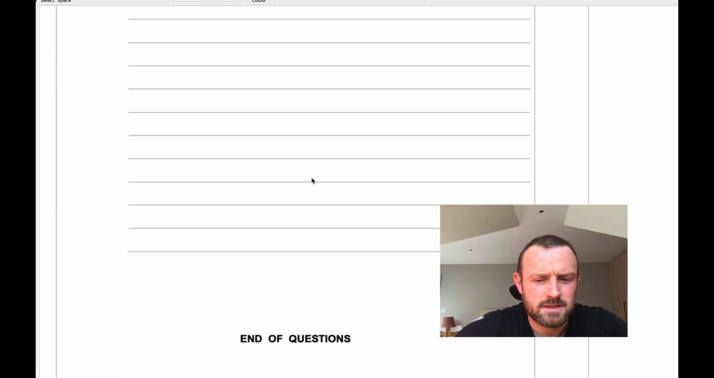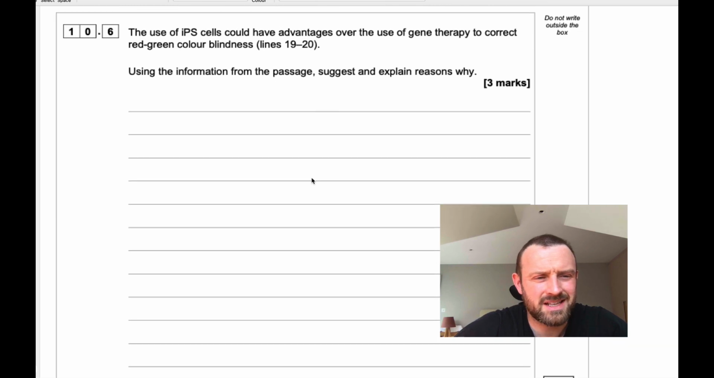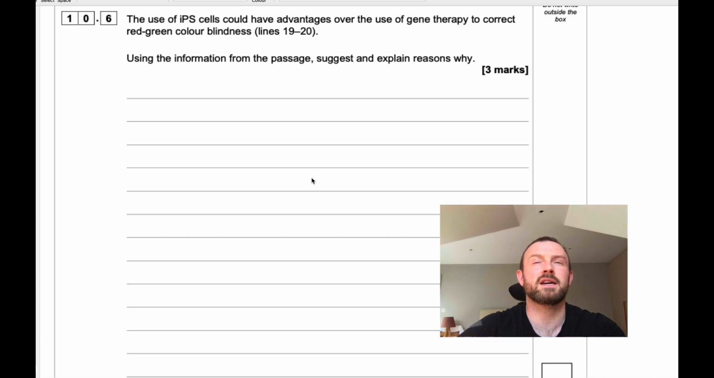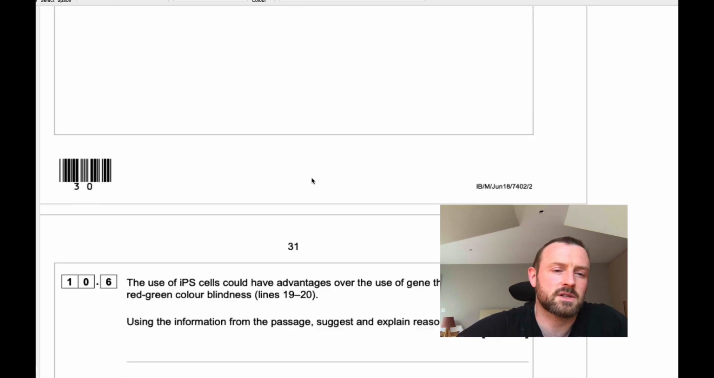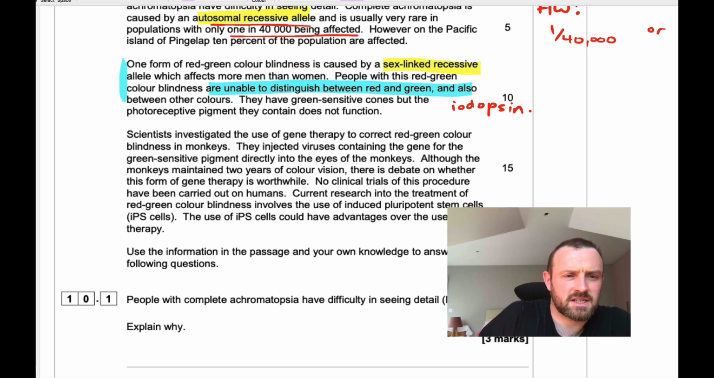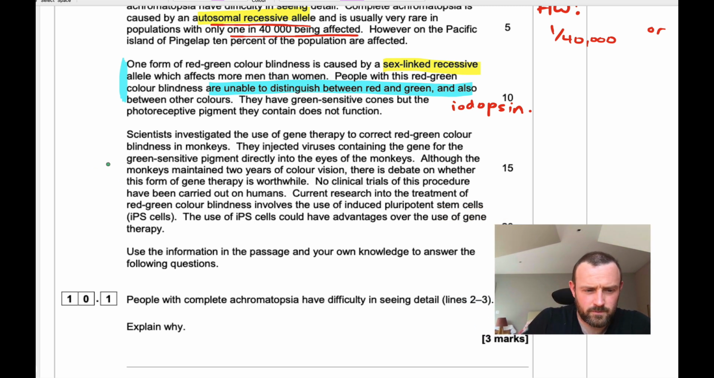I wonder if this talks about this here? Well, it's not that clear. This says the use of iPSCs could have advantages over the use of gene therapy to correct green color blindness. So this is talking about that part where it said the monkeys only can be cured for 2 years. So we need to think, why is that? Let's go up to the text and we'll annotate. So this is this bit here. The monkeys maintained 2 years of color vision.